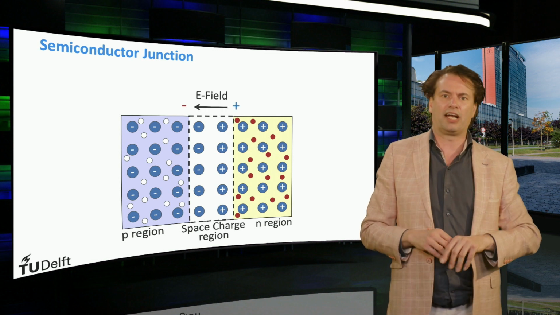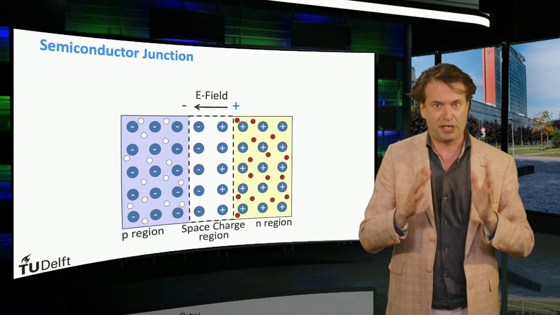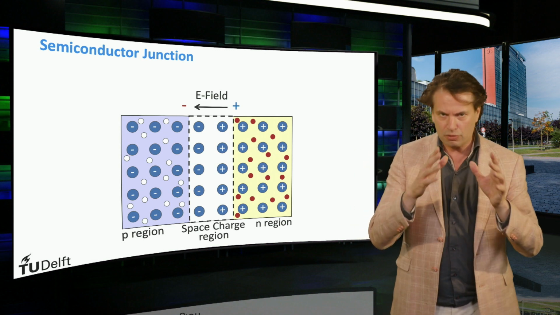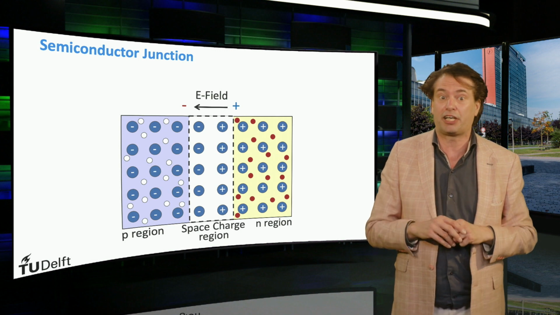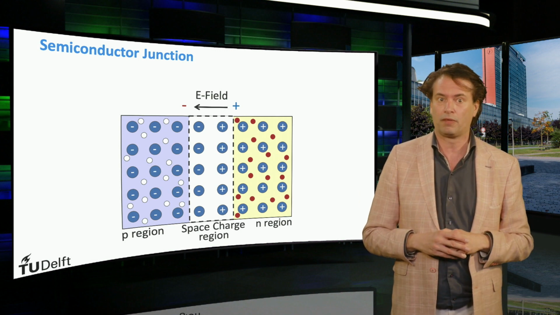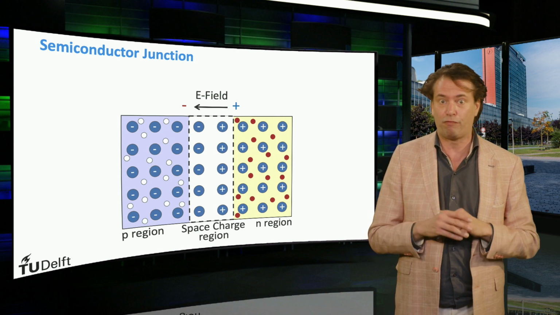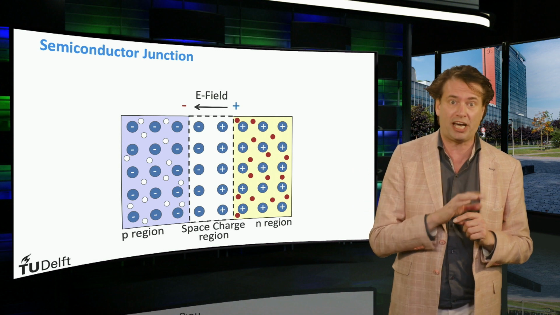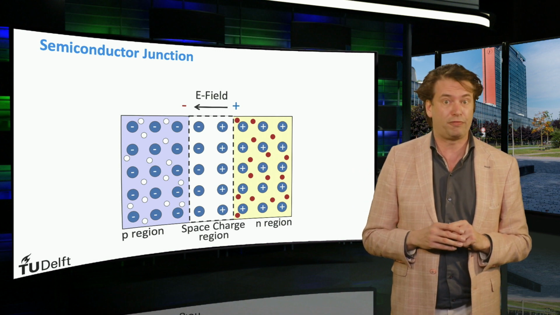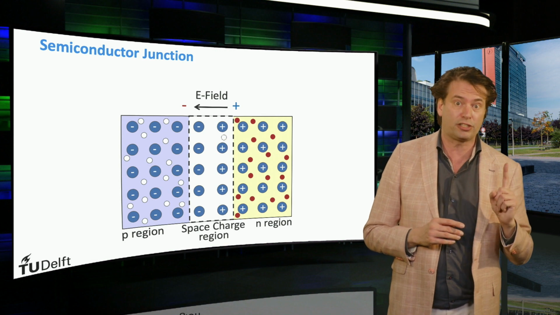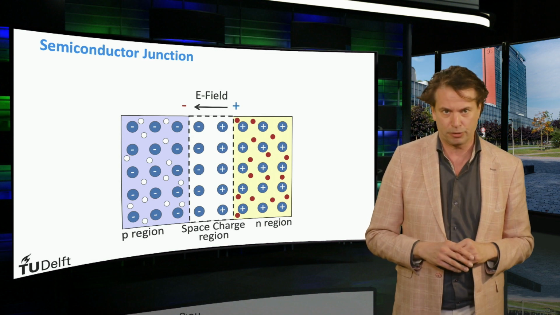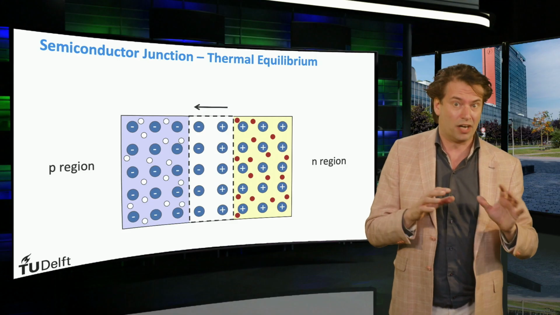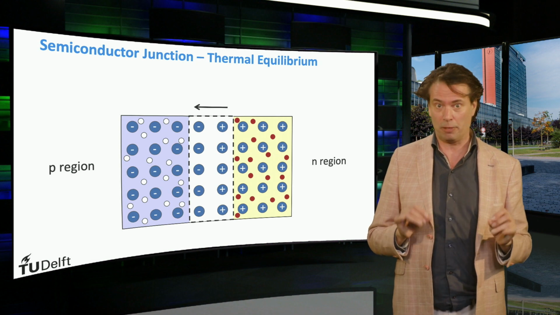This results in an electric field across the space charge region, which is directed from the n-type to the p-type region. This will induce an opposite movement of the charge carriers in reference to the diffusion. The electric field at the space charge region will force the minority charge carriers in the p region, the electrons, to move to the n region, whereas the electric field will force the minority charge carriers in the n region, the holes, to move to the p region. So we are considering at the moment a p-n junction that is in the dark and is in thermal equilibrium.